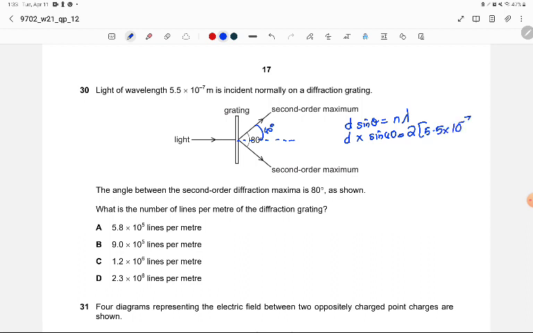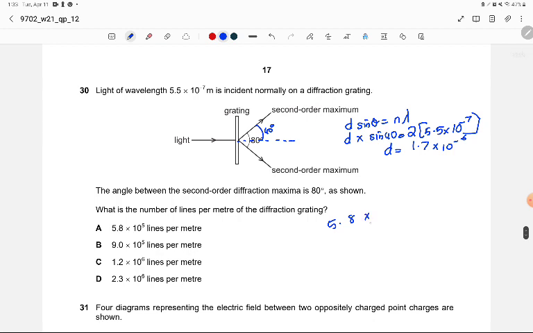If you do this calculation, we're going to get the value of d, which we are going to invert. So 2 into 5.5 multiplied by 10 raised to power minus 7, bracket closed, divided by sine 40. Yes, it is in degree mode, so I'm getting a value of d as 1.7 into 10 raised to power minus 6. So I'm just going to find 1 over this value, and I'm getting approximately 5.8 into 10 raised to power 5 lines per meter. So this is going to be the A answer.